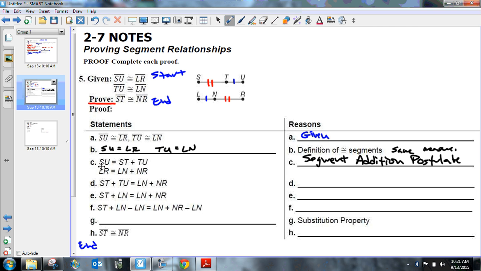Now here's the deal, guys. I know that these two things are congruent to each other. SU is equal to LR. And so I can take these values and substitute them into this equation. I can take ST and TU, plug them in here, and I can take LN and NR and plug them into here. That allows me to set up another equation. It just says that ST plus TU is equivalent to LN plus NR, and this is by substitution.